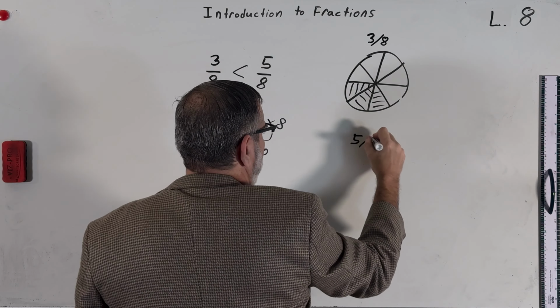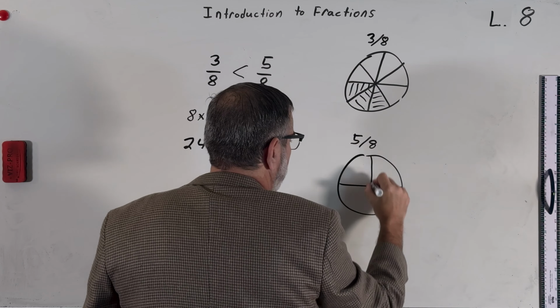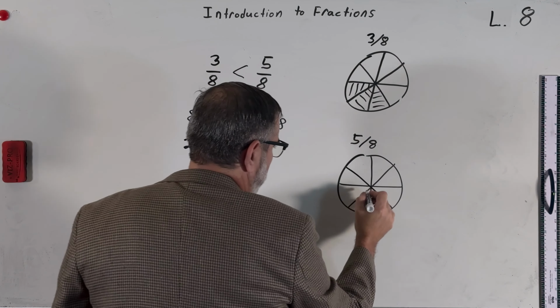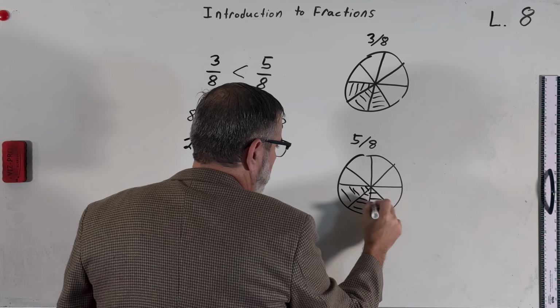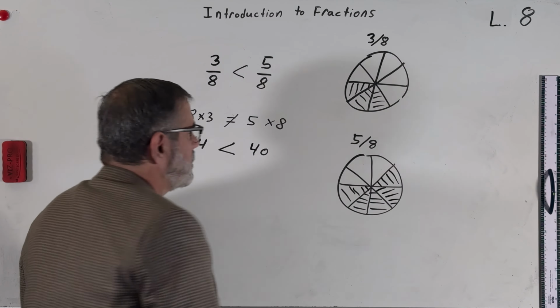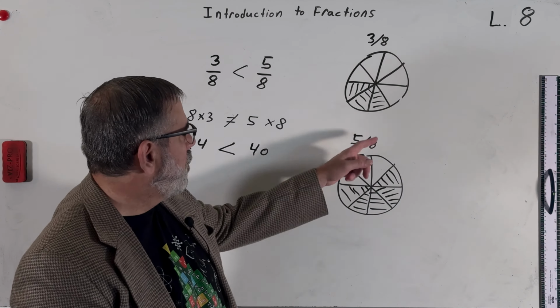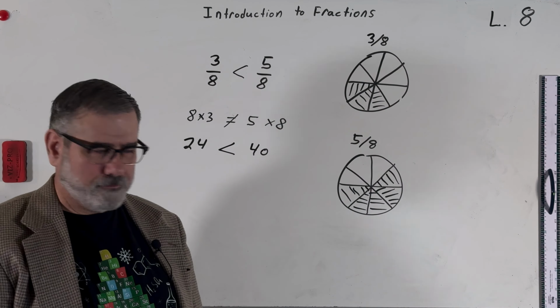What about 5/8? Well, let's make another pizza with 8 slices. And let's get 5 slices of this. That's 1, there's 2, there's 3, there's 4, there's 5. So you can clearly see that 5 slices of a pizza cut into 8 slices is more than 3 slices of a pizza cut into 8 slices. Yes? Okay.